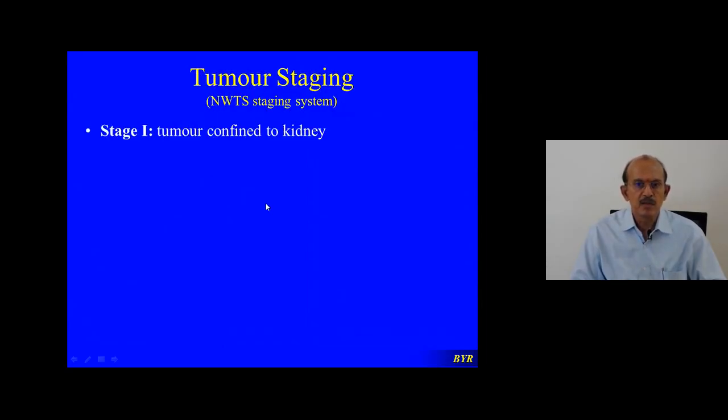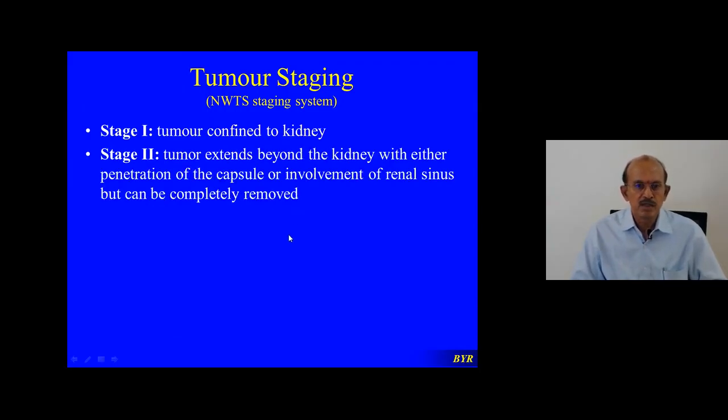Staging of the tumor. Stage 1, tumor confined to the kidney. Stage 2, tumor extends beyond the kidney with either penetration of the capsule or involvement of the renal sinus, but can be completely removed.